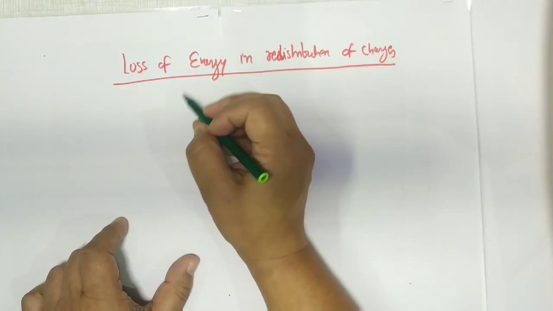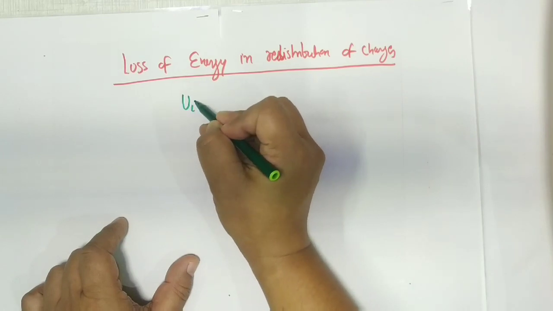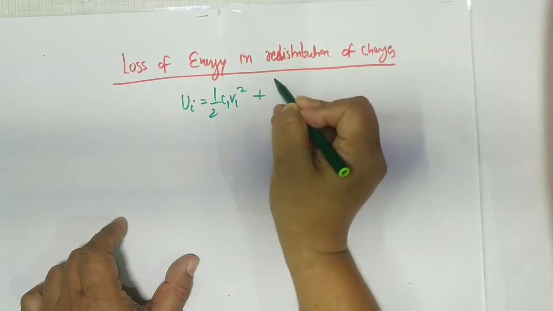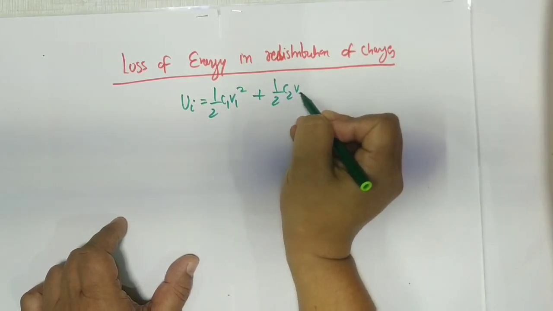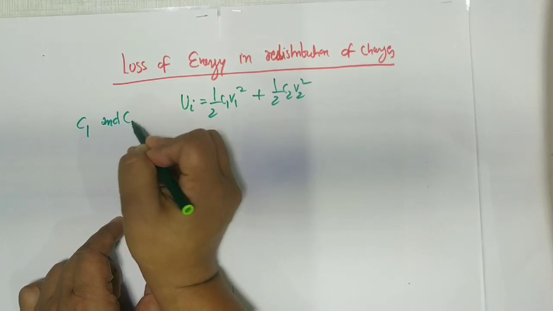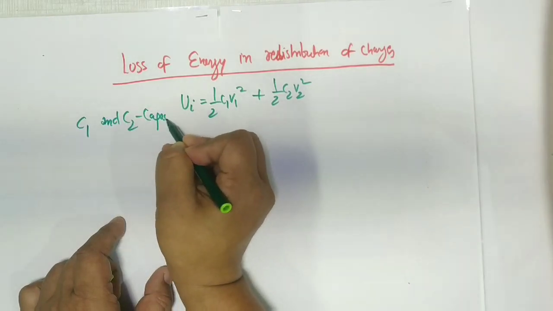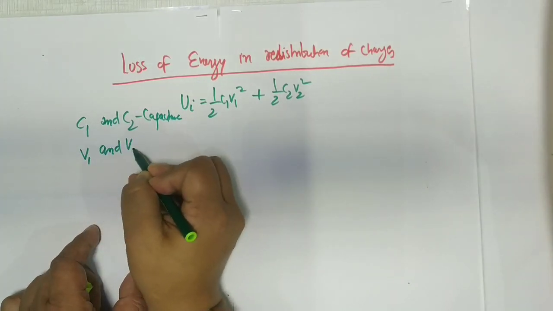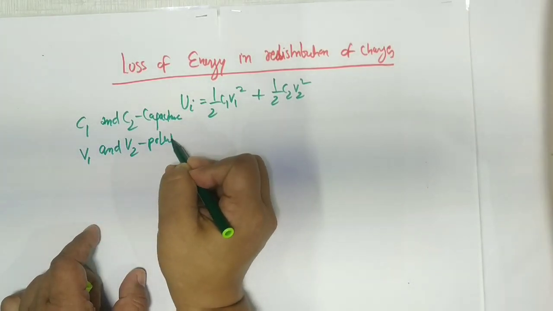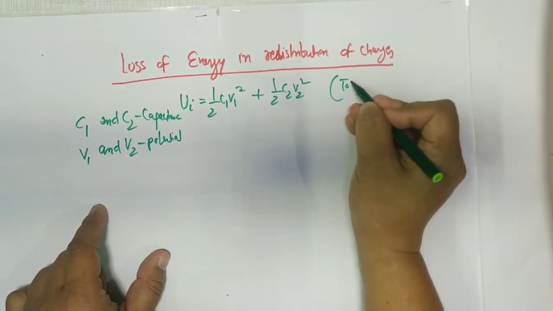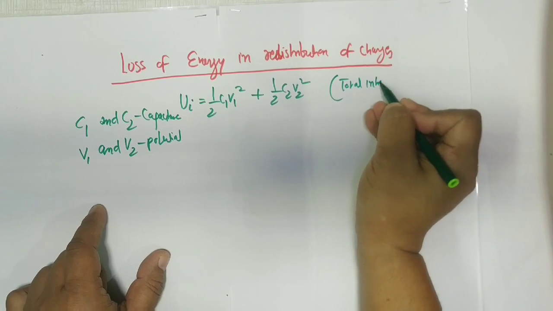What is the initial energy? Initial total energy will be half C1 V1 square plus half C2 V2 square. This was the initial energy. Why? Because C1 and C2 were the capacitances, you remember? And V1 and V2 were the potentials. So this is the total initial energy.